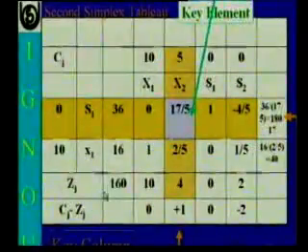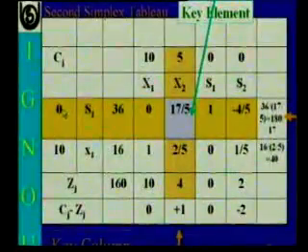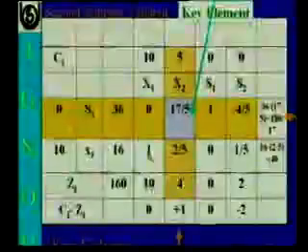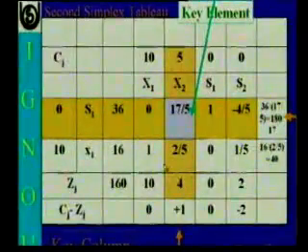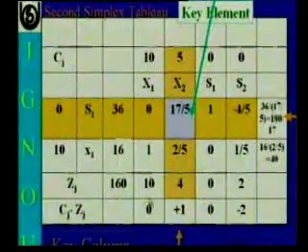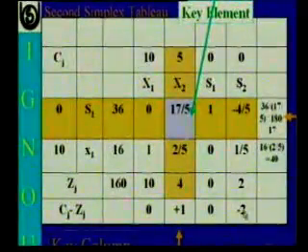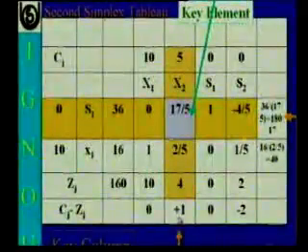Now again we will calculate the value of Zj by multiplying 0 into 0, 1 into 10, this comes to 10, and if we subtract 10 from 10, we get 0. Similarly we get plus 1, 0, and minus 2. Since plus 1 is the maximum number, this will be the key column.